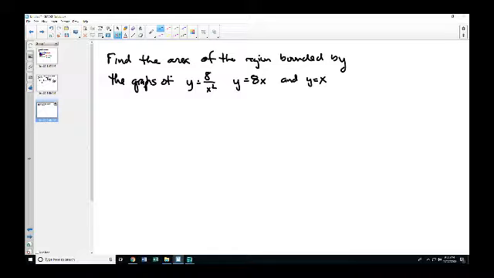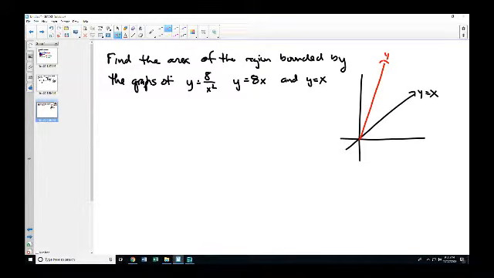So what does the graph of y equals x look like? Okay. What about 8x? It's a steeper line. And what about the other one? Do you know what 1 over x looks like? Yeah, it's rational, that one. Okay, so now does that make it easier?